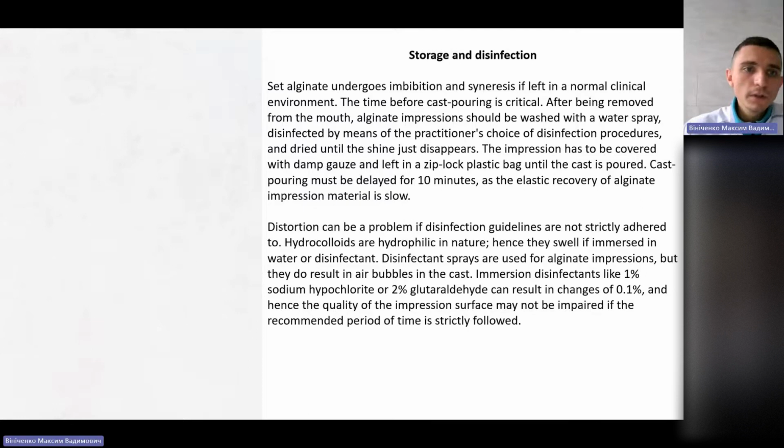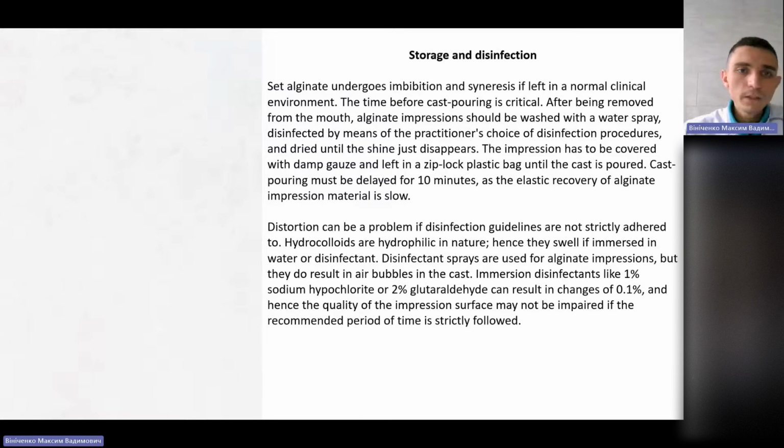The impression has to be covered with damp gauze and left in a Ziploc plastic bag until the cast is poured. Cast pouring must be delayed for 10 minutes. So here we could see the time of 10 minutes, but this alginate which we work with, Zermack, allows 20 minutes. But from 10 to 20 minutes, we couldn't make these dental casts after 2 days or 3 days, so it would be incorrect. We have from 10 to 20 minutes.